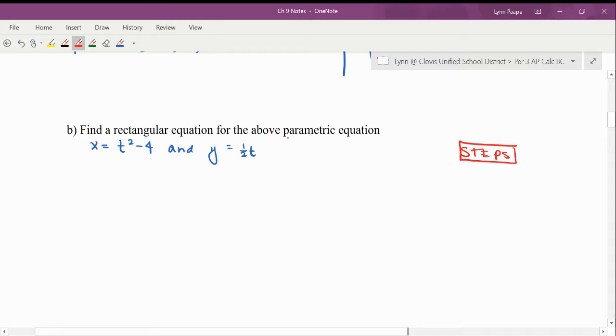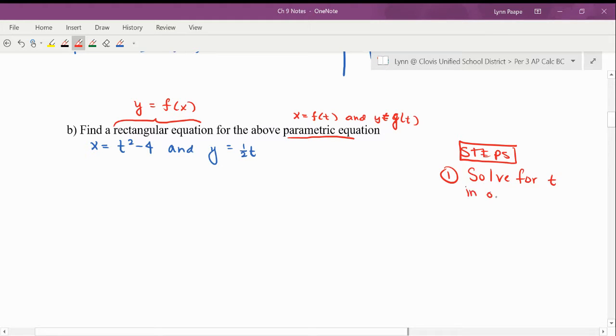So the first thing I want to do is recognize that parametric equations are when you have x and y as functions of t, right? So you have two independent equations, both depend upon the variable t, whereas a rectangular equation is when you have y as a function of x. So the first thing I want to do is, it doesn't matter which equation, but I want to solve for t in one of the equations.